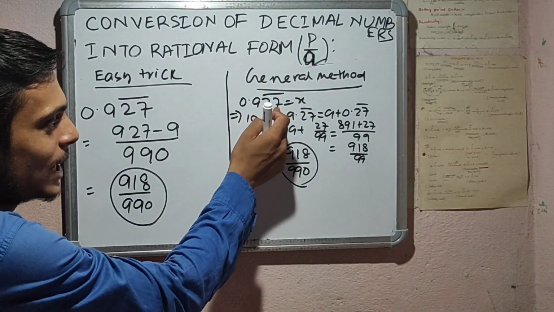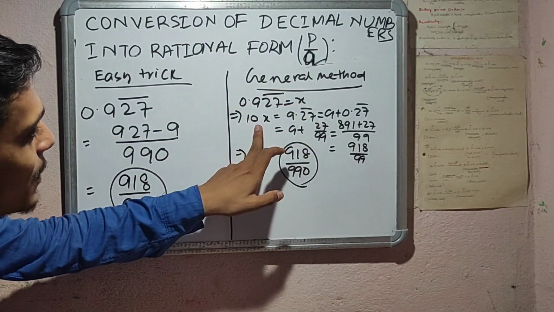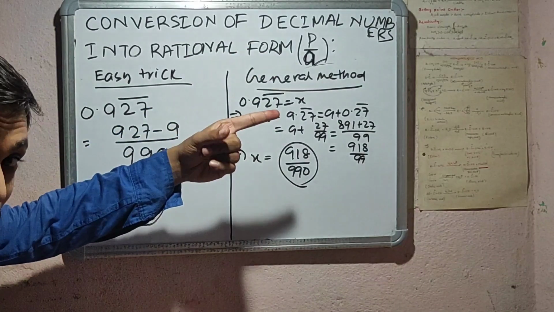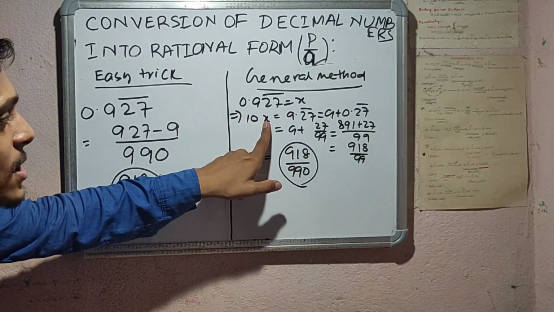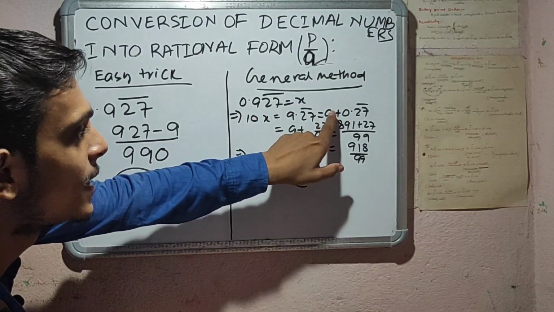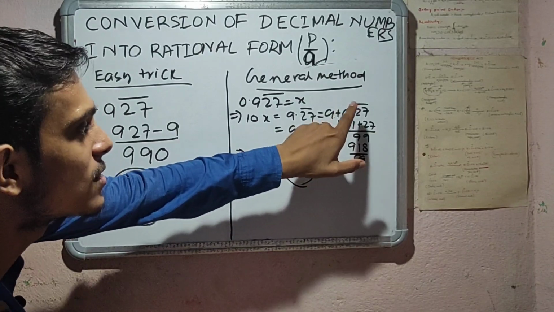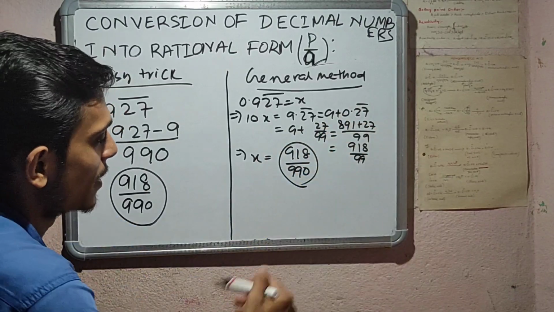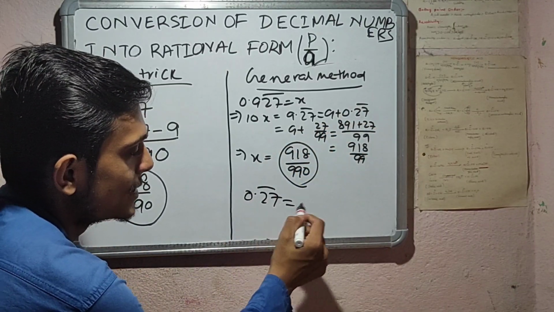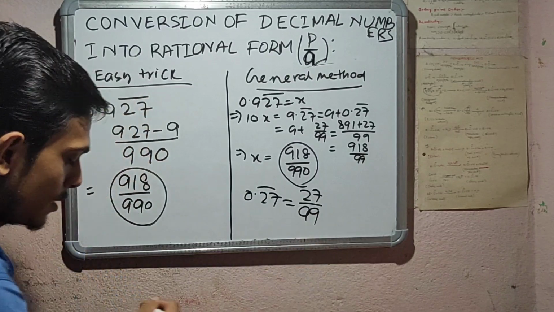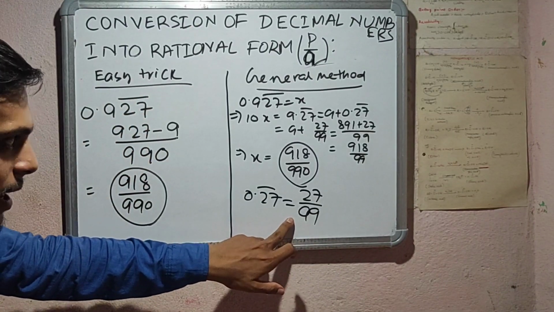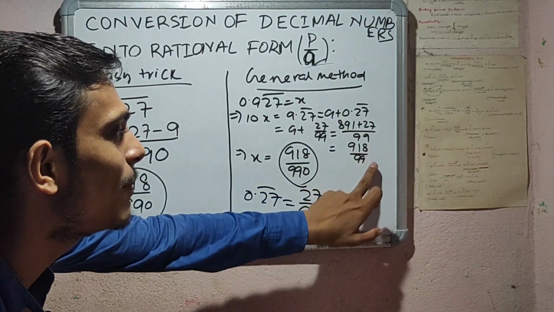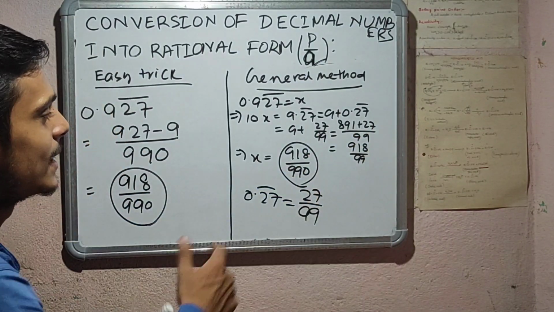That is, 0.927 bar equal to x, say, and multiply by 10 here because only one digit is non-repeating. That is 10 to the power n, 10 to the power 1 is 10. So 10x equal to 9.27 bar. Then 9.27 bar is written as 9 plus 0.27 bar, and 0.27 bar is written as 27 upon 99. So 27 by 99. Then you can add it and get 918 by 99. Clear?